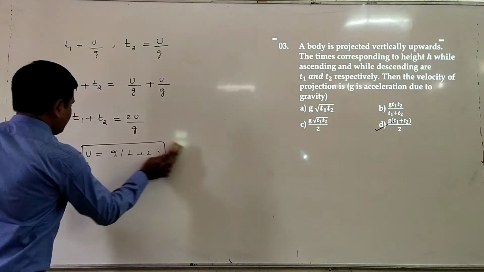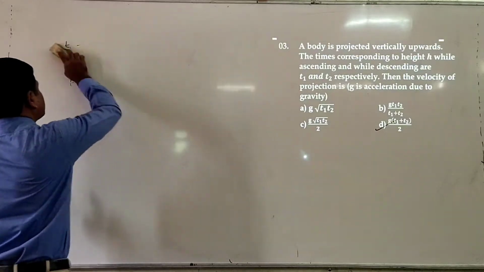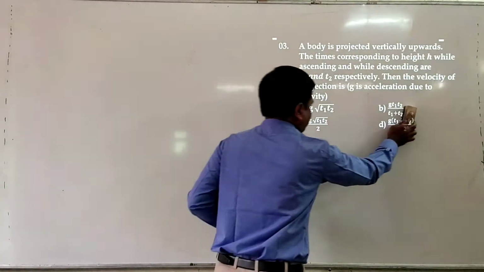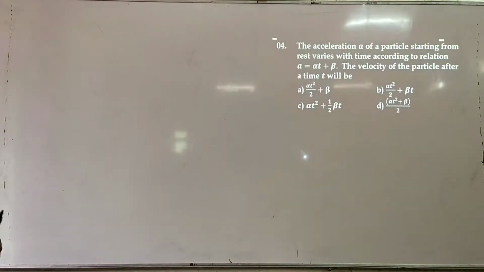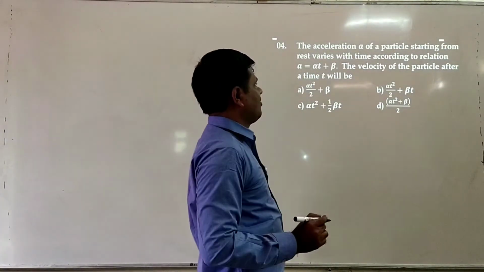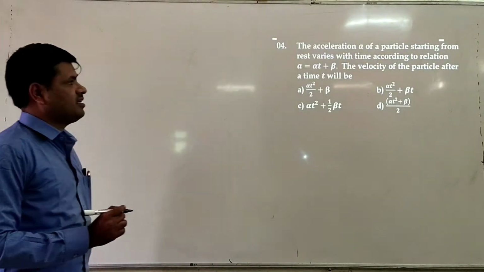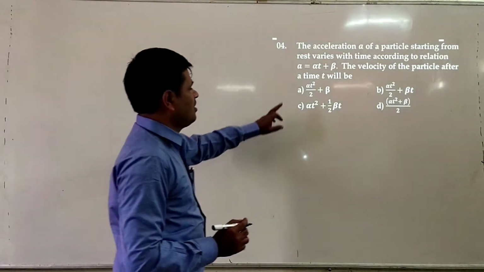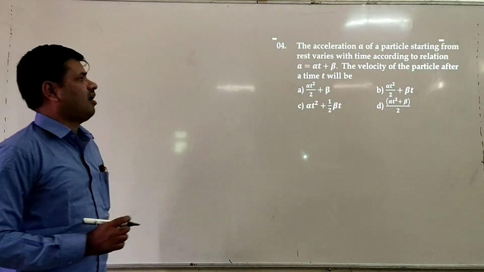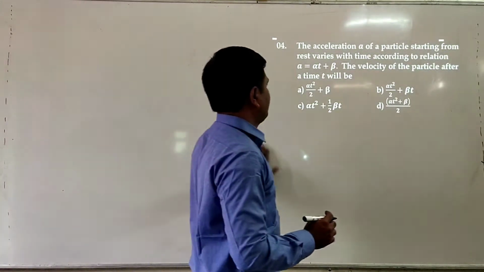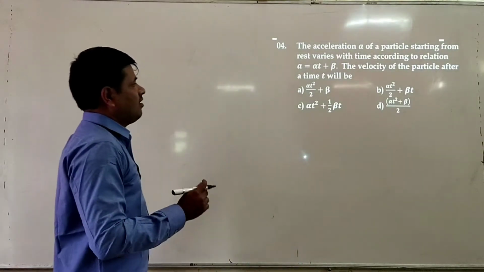Right. Next we go to question number 4. The acceleration A of a particle starting from rest varies with time according to the relation A is equal to alpha t plus beta. The velocity of the particle after a time t will be. Now acceleration is given after t time.